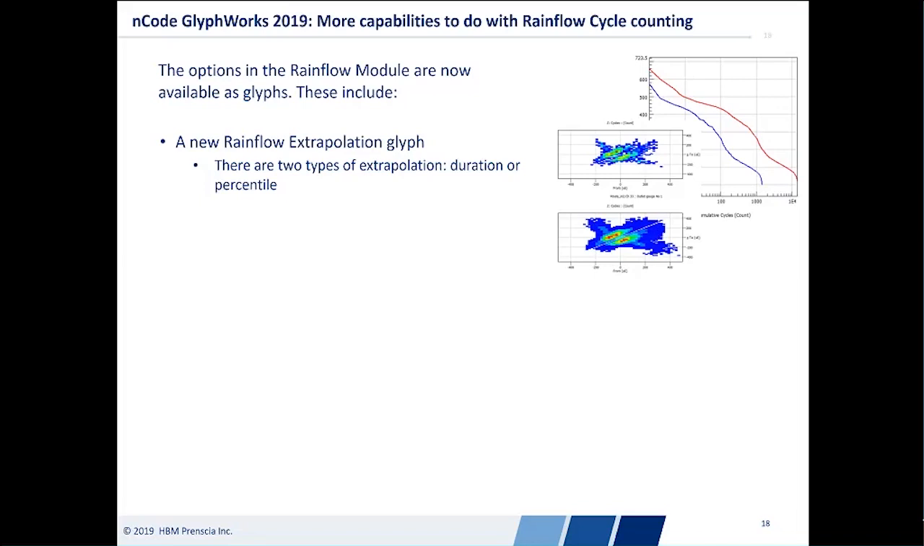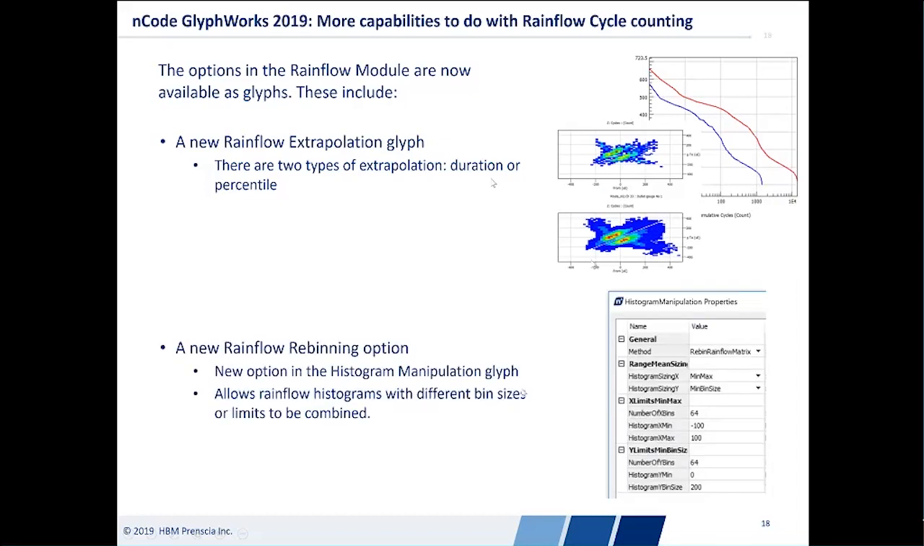So it can be very useful to extrapolate a rainflow and therefore predict, or you can take into account the variability of your measurement without having to measure that long. So it's quite interesting. Now, if you want to sum up rainflows that do not have the same bin sizes, number of bins, etc., you typically can't. So we've got this new Rainflow Rebinning option inside of the histogram manipulation glyph.